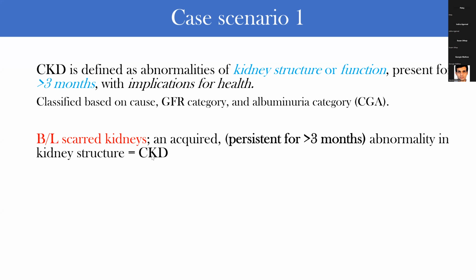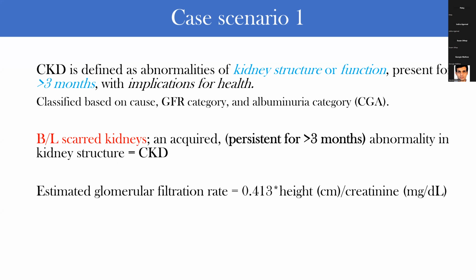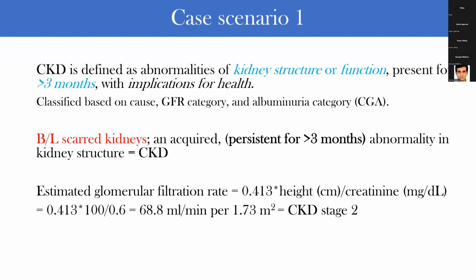So that equals CKD. So the correct answer in this patient would be he has chronic kidney disease. Then when we want to define the staging of the kidney disease, we calculate the estimated glomerular filtration rate by the modified Schwartz formula, which gets us about 69 ml per minute per 1.73 meters square of eGFR, which gives us a CKD stage 2. So he has chronic kidney disease stage 2.